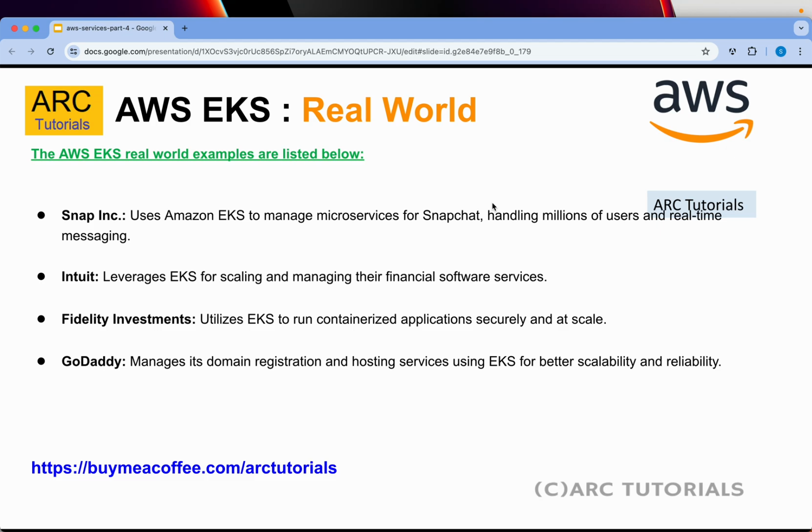Real world examples: Snap uses Amazon EKS to manage their microservices for Snapchat, which handles millions of users and real-time messaging. Intuit uses EKS for scaling and managing their financial software services. Fidelity Investments utilizes EKS to run containerized applications securely and at scale. GoDaddy uses it for domain registration and hosting services. In short, you can think of EKS as nothing but an on-demand managed Kubernetes control plane through which you manage your nodes and pods. It's as simple as that.